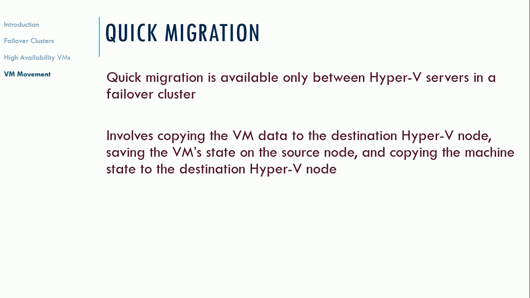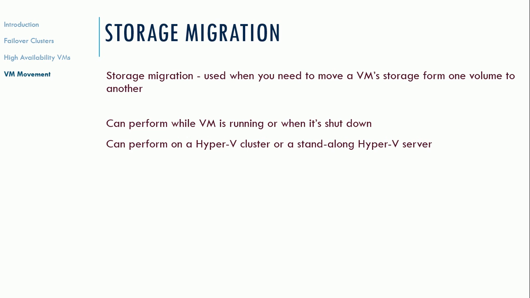Then we have the quick migration option. Quick migration is available only between Hyper-V servers in a failover cluster. So everything has to be in a failover cluster, and it results in about a minute or two of downtime, or more of downtime, I should say. It involves copying the VM data to the destination Hyper-V node, saving the VM state in the source node, and then copying the virtual machines to the Hyper-V node. So that's a quick migration.